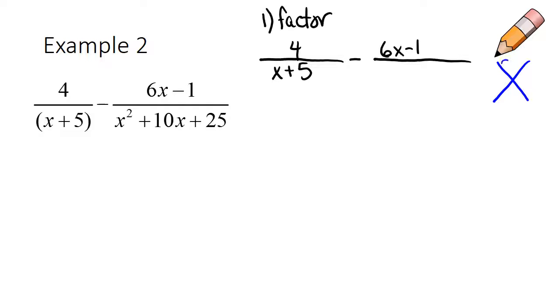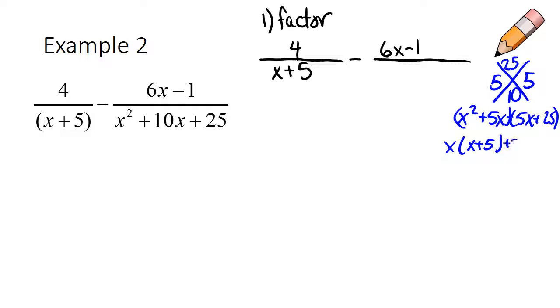3 terms, so let's do AC method off to the side. 2 factors that multiply to get 25 but add to get 10 are going to be 5 and 5. I now have x squared plus 5x plus 5x plus 25. Group, take out an x, take out a 5. I actually end up with the factor of x plus 5 times itself, and that's okay. That is my new denominator since it is factored out.